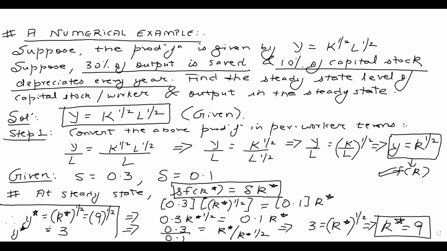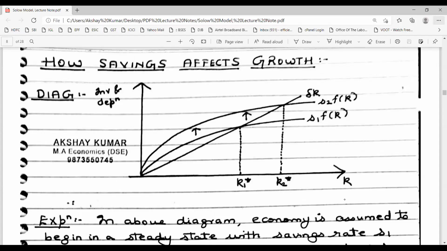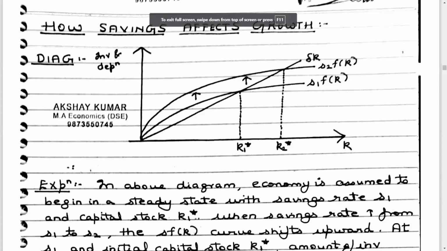Now guys, let us see what are the factors which affect growth in the Solow economy. We have talked about steady state. We have seen what will be the output and capital stock in the steady state. But now let us see what are the factors which will affect growth in the Solow economy. Okay, so let's come to the lecture note. So all of you can see the lecture note on your screen.